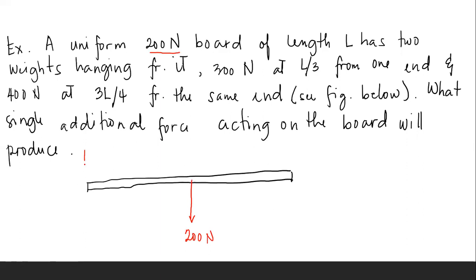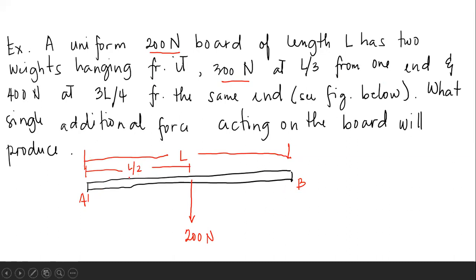Okay, if this one is the length L, therefore your 200 newtons, since it is in the center, is at a distance of L over 2. Let this one be your end A, and this one your end B. Then, 300 newtons at L over 3 from one end. Okay, from one end, L over 3.